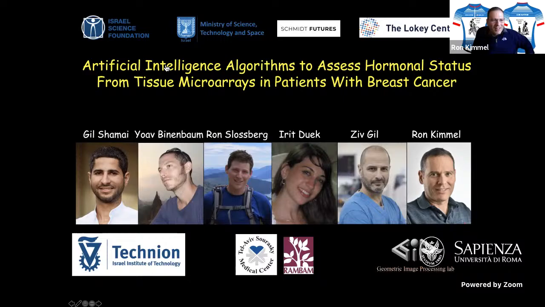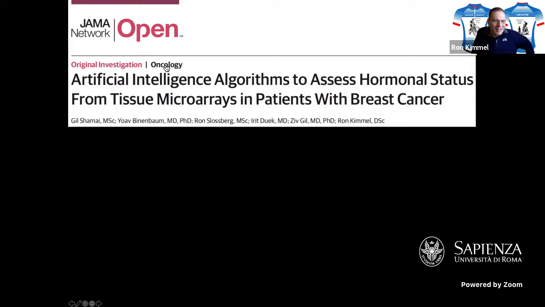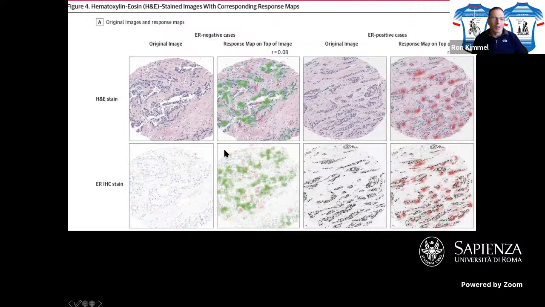Let me talk about the following collaboration. This is a project led by Gil Shamai, but now he got his PhD. And what we did is, by looking at something which is known as biopsies, we were trying to understand whether, in this specific case, it's breast cancer, what is the hormonal receptor of these images that we see. Now, let me explain to you a little bit about that.